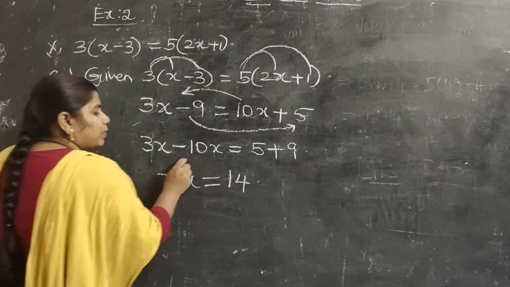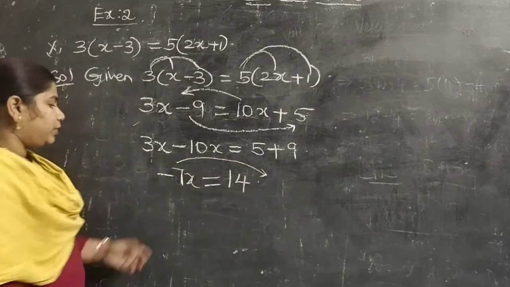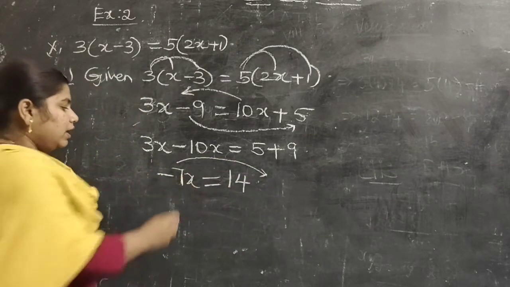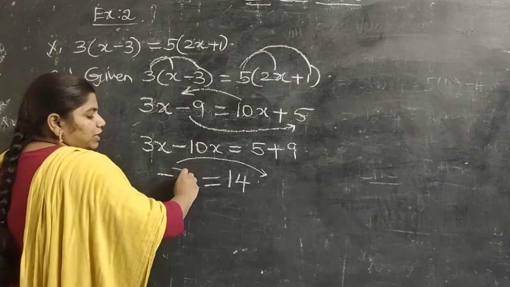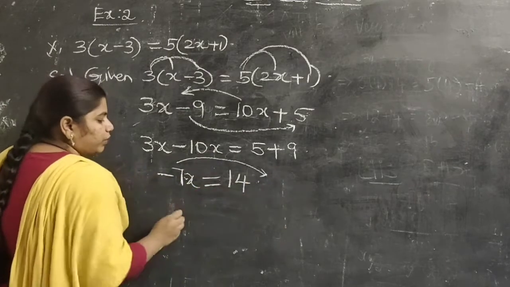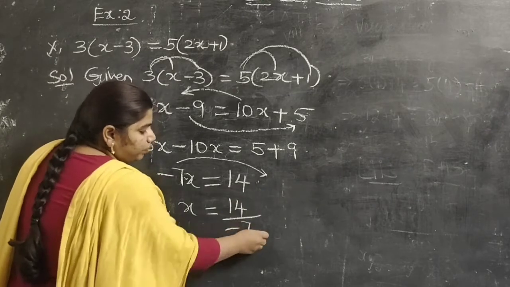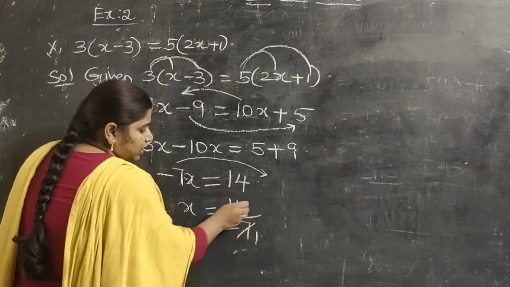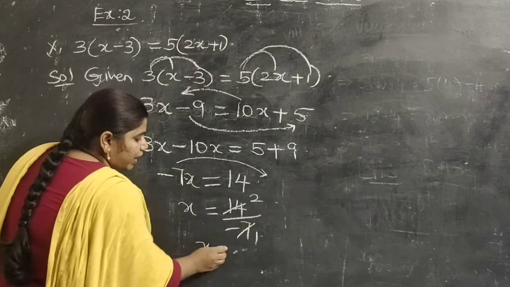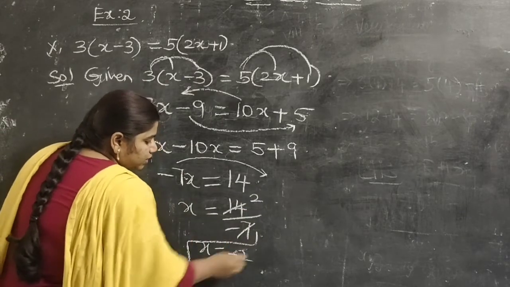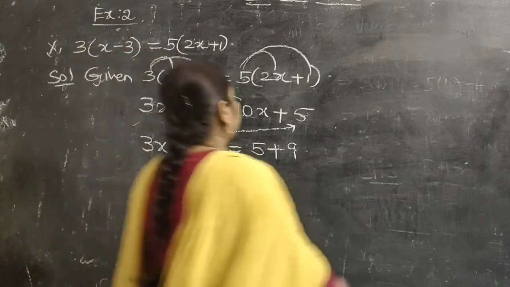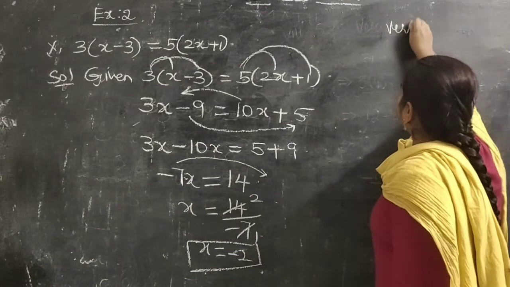Now transpose this minus 7 to the other side. The relation between minus 7 and x will be multiplication. So if you transpose the multiplication, that will be converted into division. So x is equals to 14 by minus 7. 7 ones are 7, 7 twos are 14. So x value you got as minus 2. Now verify.